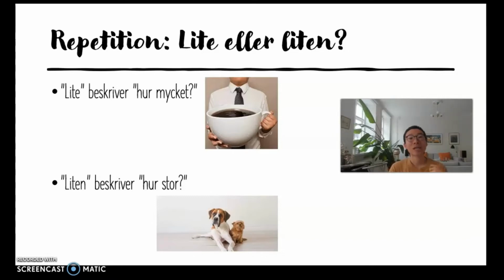Whilst in English, a little can be used for both quantity, I want to have a little bit of coffee, and sometimes also for size. For example, a little boy, a little girl, but it's not so flexible in Swedish.